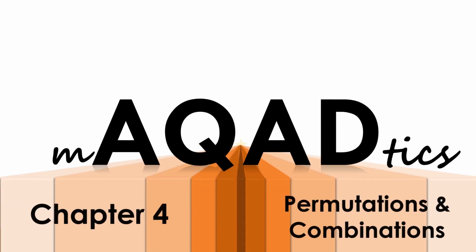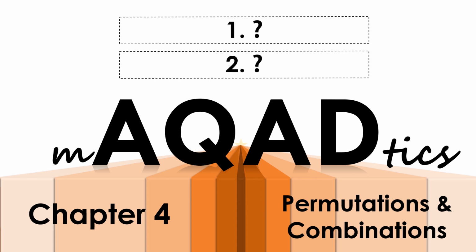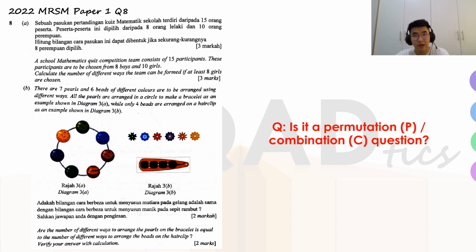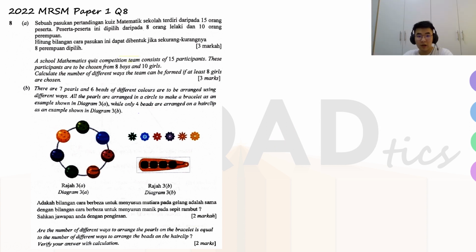This video will focus on chapter 4, permutations and combinations, and let's aim ourselves to learn two things from this video. I'll let you have a few seconds to go through the question first, and I would like you all to determine for each question, is it a permutation question or a combination question? Hopefully you will all have your answers ready, and I will let you all know the answers when we go through the questions, okay?